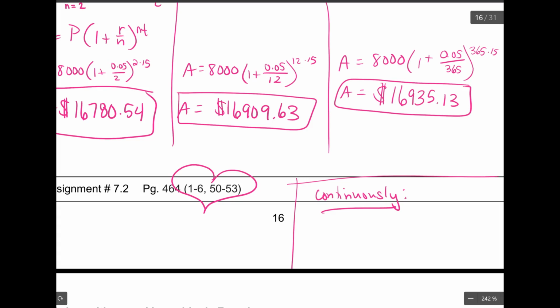So this one's a little different, though it's roughly the same thing. Instead of having 1 plus r over n, you're just gonna do A equals P times e to the rt. It's called a pert.